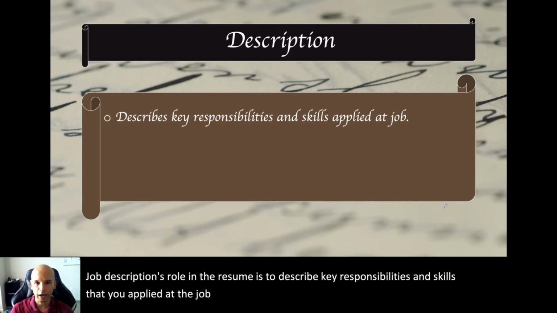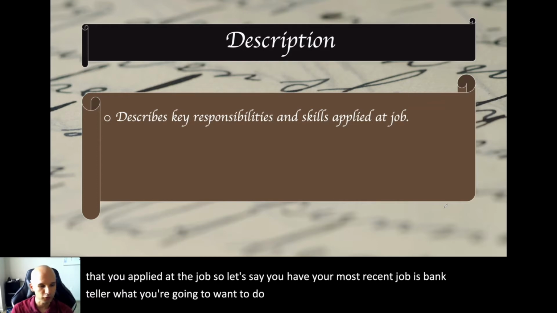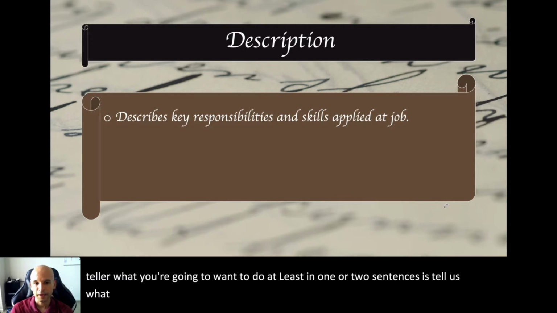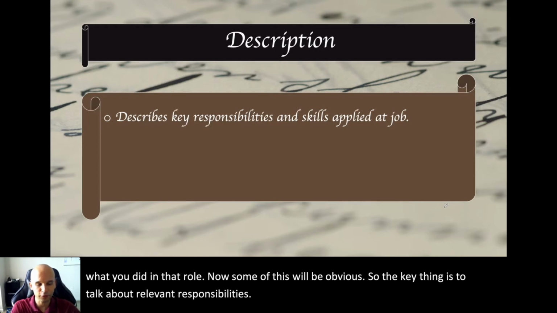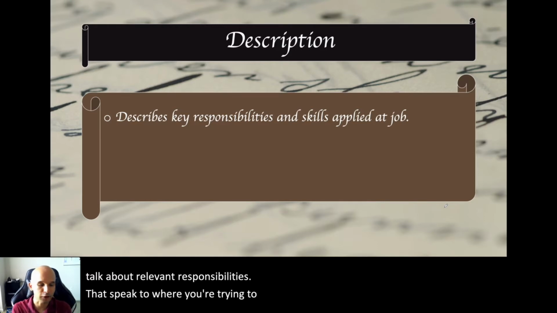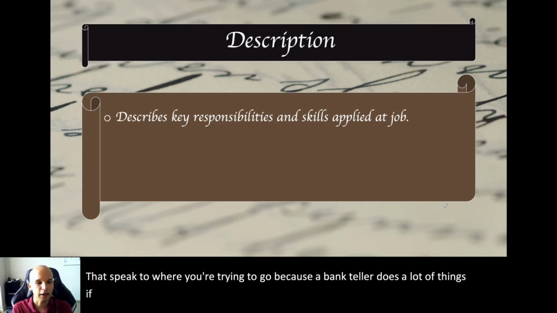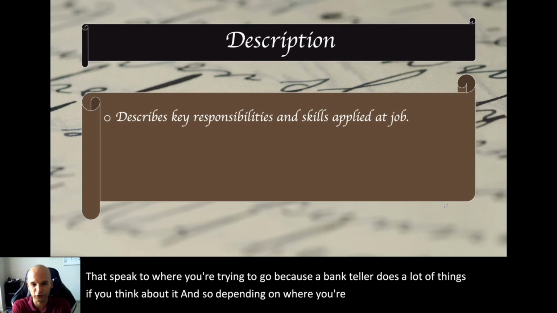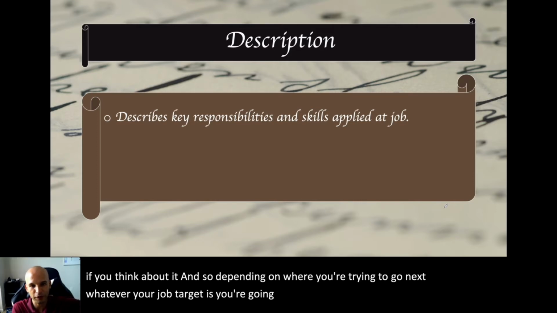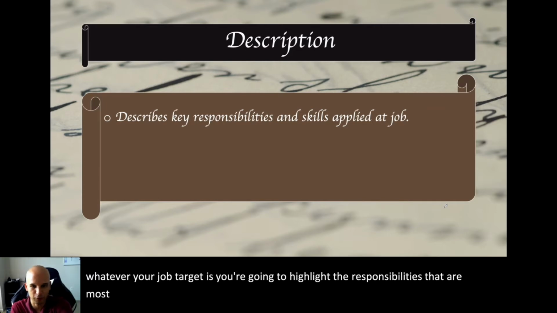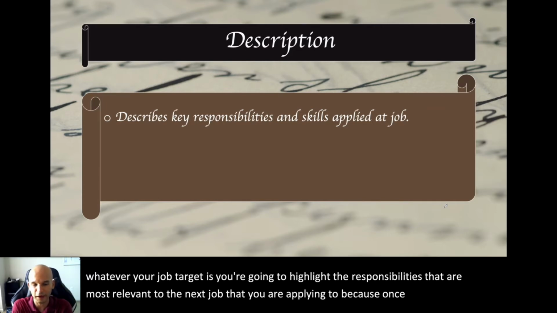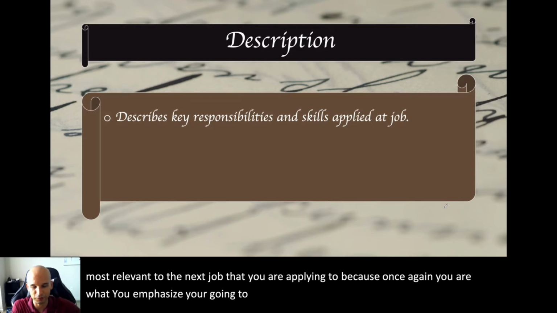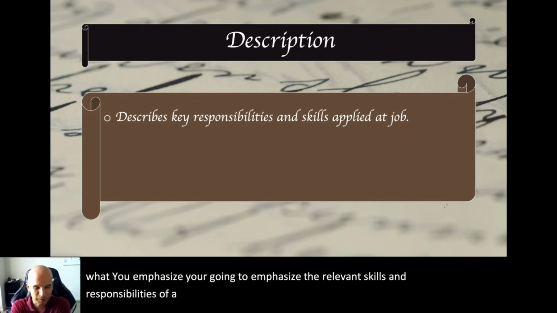So let's say you have your most recent job as bank teller. What you're going to want to do, at least in 1 or 2 sentences, is tell us what you did in that role. Now, some of this will be obvious. So the key thing is to talk about relevant responsibilities that speak to where you're trying to go. Because a bank teller does a lot of things, if you think about it. And so depending on where you're trying to go next, whatever your job target is, you're going to highlight the responsibilities that are most relevant to the next job that you're applying to. Because once again, you are what you emphasize. So you're going to emphasize the relevant skills and responsibilities of a bank teller to the position that you're applying to.